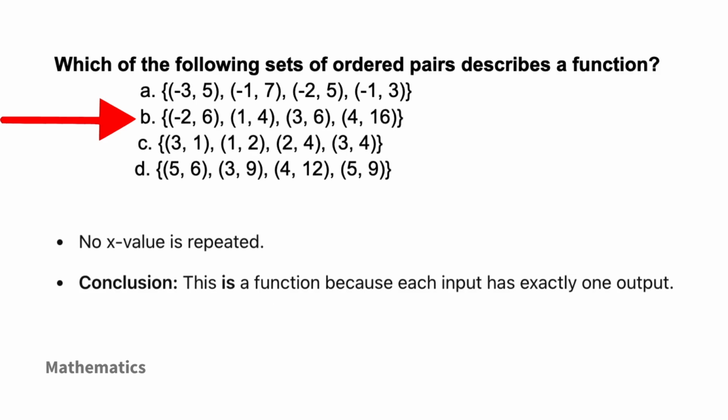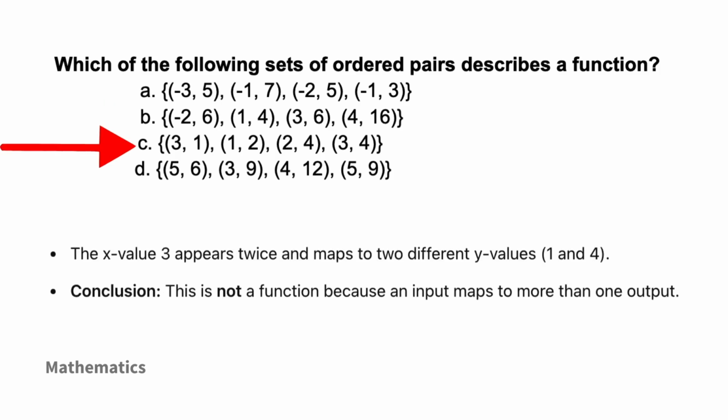Let's move on to option B. We have (-2, 6), (1, 4), (3, 6), (4, 16). No x value is repeated, so we understand that option B is a function because each input has exactly one output. Now, on your teacher certification exam, if time allows, I personally recommend double checking the other remaining solutions that we haven't looked at in order to confirm that B is the correct solution.